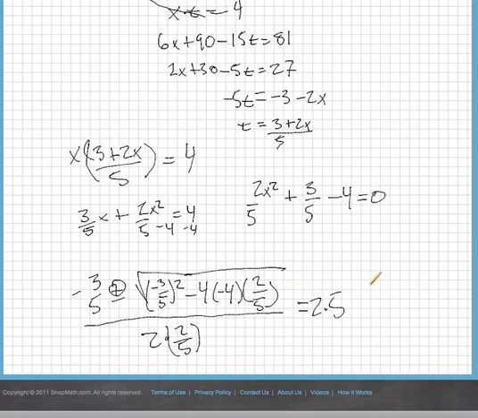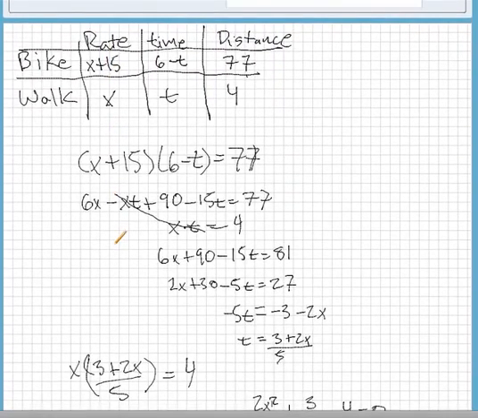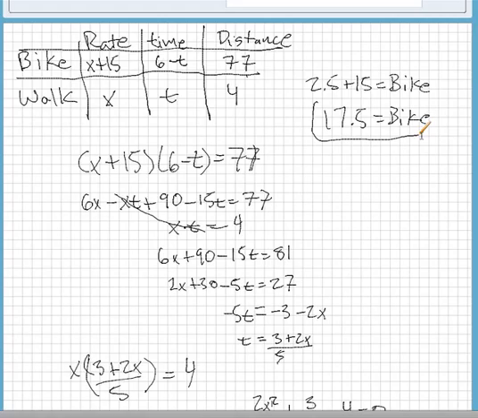This actually comes out to 2.5. So x equals that. And it asks for the speed when it is biking. So if we put in 2.55 for x, plus 15, we get our bike speed, which equals 17.55.